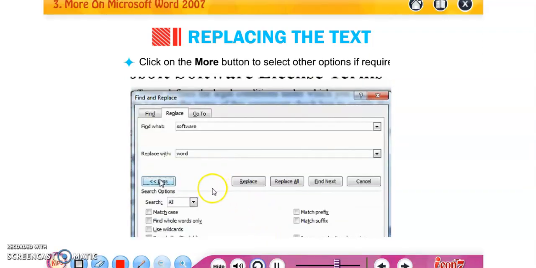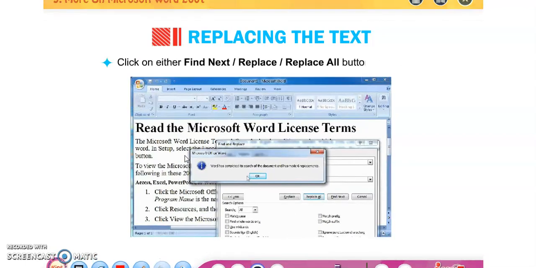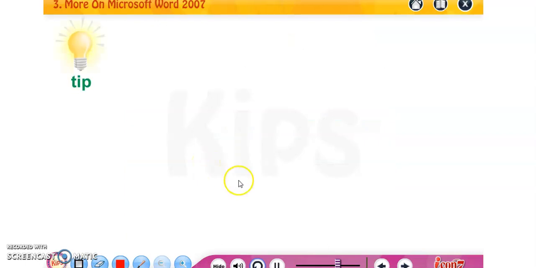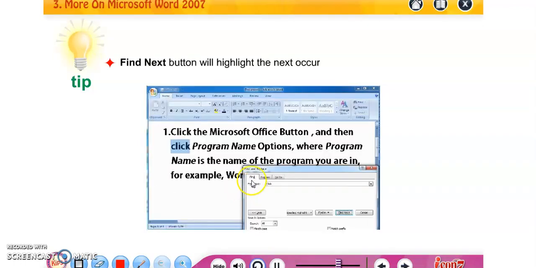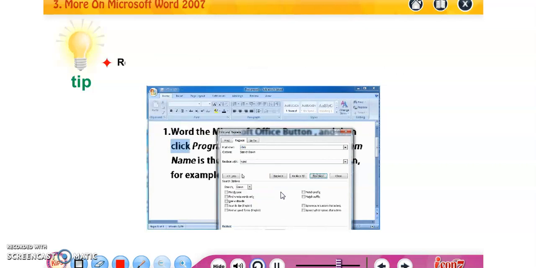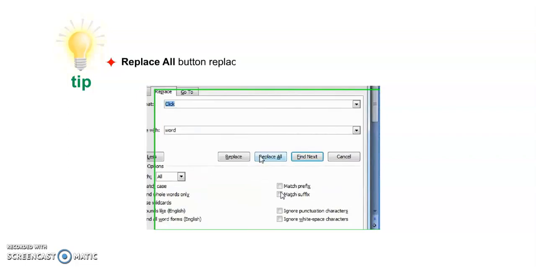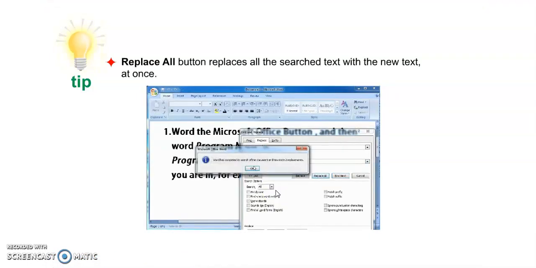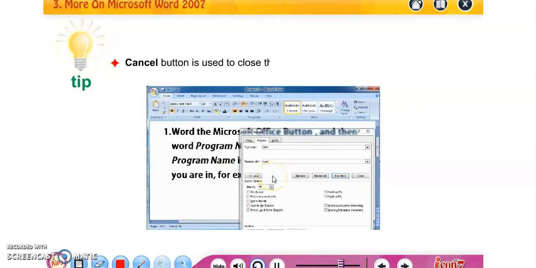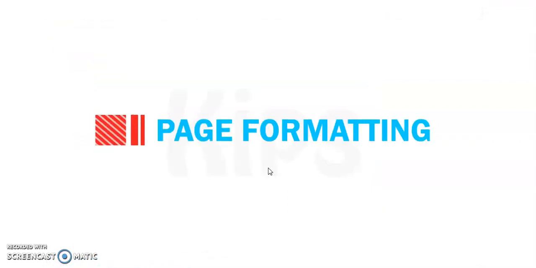Okay, click on the More button to select other options if required. This is the Replace box. Click on Find Next, Replace, or Replace All button as we did. If you want to replace all the words that you find, then you can select the Replace All button. And the Find Next button will highlight the next occurrence of the text that it searches. The Replace button changes the search text with the new text given in the Replace with text box. The Replace All button replaces all the search text with the new text at once. Like this, you can see here the demo. The Cancel button is used to close the Find and Replace dialog box.